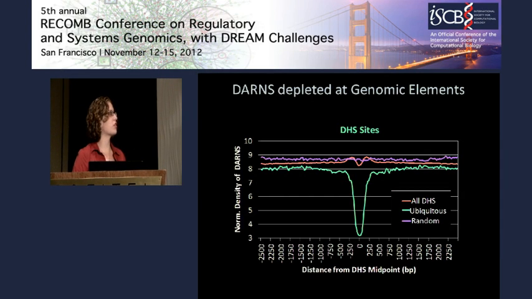Similarly, when we plot DARNs around the midpoint of DNase hypersensitive sites, looking at ubiquitous ones, those that are found in all cell lines, in green, we see a marked depletion. On the other hand, when we look at all DHS, which includes mostly cell type specific ones, in the orange line, the DARNs appear to have shifted towards the center. So we're looking at ubiquitous versus all.